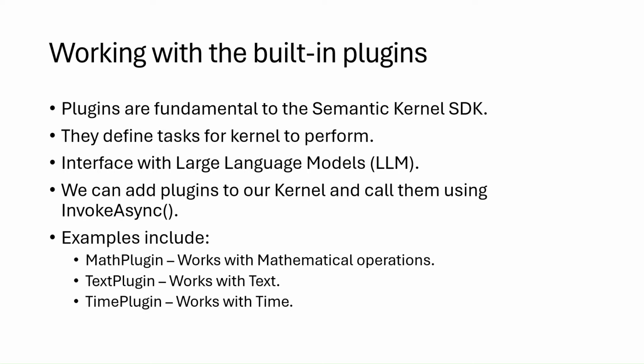To use a plugin, we can add it to the kernel and call it by using the invoke async function. The kernel will then run the plugin that interfaces with the large language model and return the result. Some examples of available built-in plugins include a math plugin, a plugin to perform mathematical operations, a text plugin, a plugin to perform text manipulation, and a time plugin, a plugin to get time and date information.